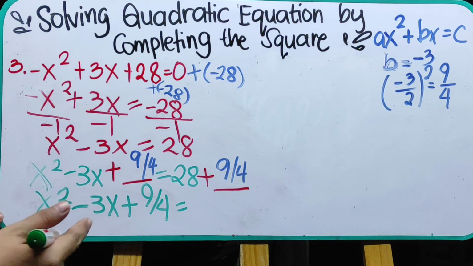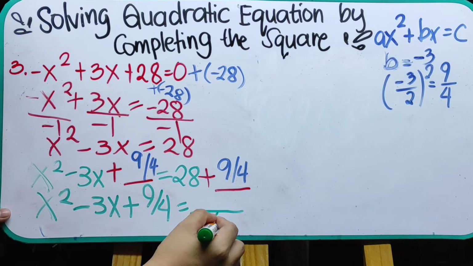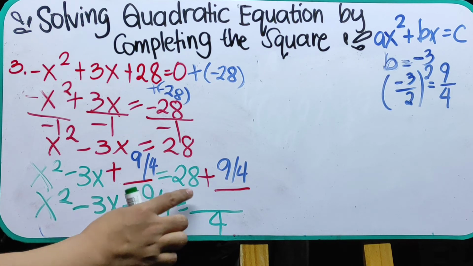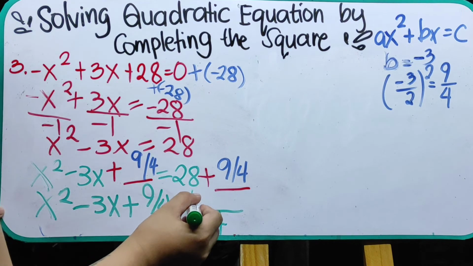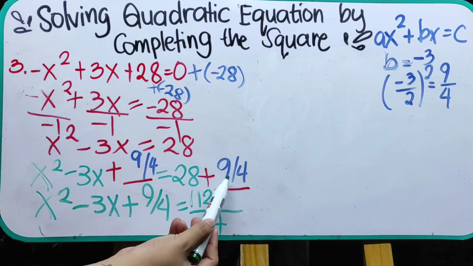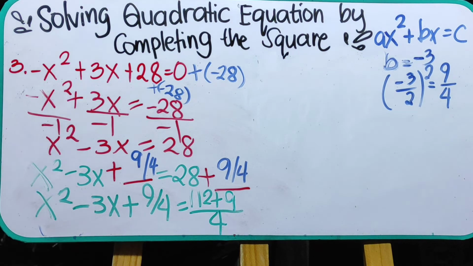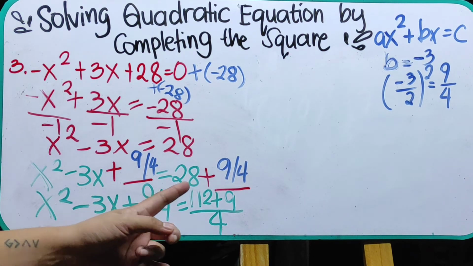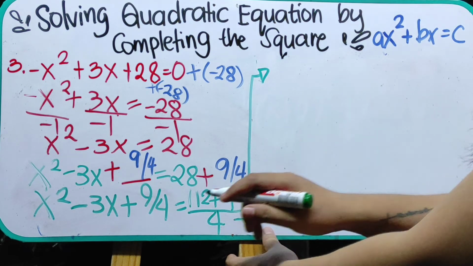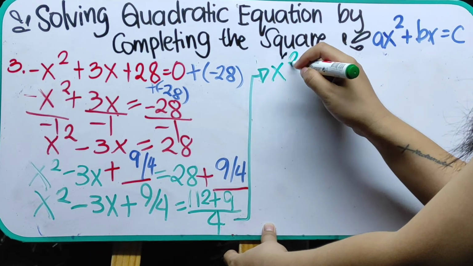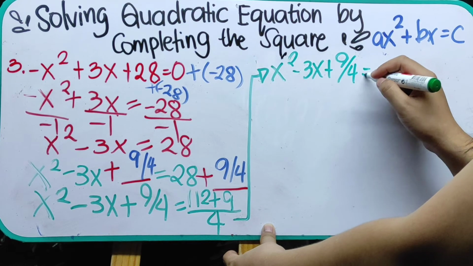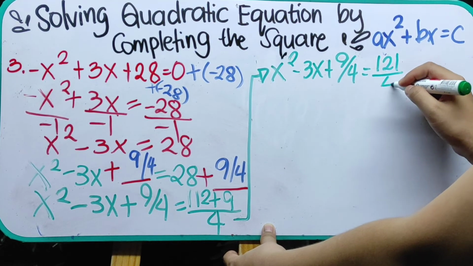So, anong gagawin natin? Hanapin si LCD. Ang kanilang LCD ay 4. So, since ito ay whole number, ang denominator niyan ay 1. So, 4 divided by 1 times 28, that is 112, plus, dahil plus yan, 4 divided by 4 is 1. 1 times 9 is equal to 9. Then, simplify the numerator. So, 112 plus 9 is equal to 121. So, copy our perfect square trinomial. X squared minus 3x plus 9 over 4 equals 121 over 4.